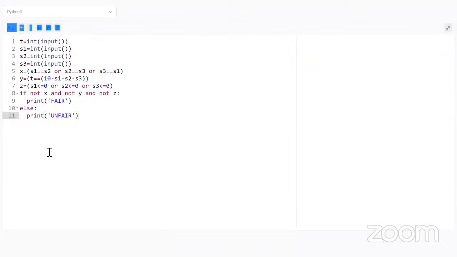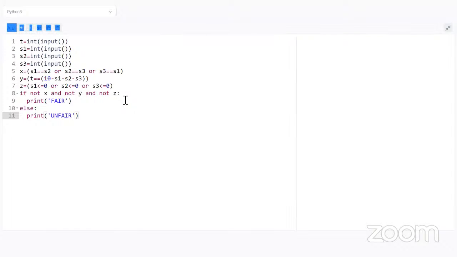Okay. X equals S1 equals S2. Okay. Y equals T equals 10 minus S1 minus S2 minus S3. Okay, that is also okay. S1 is less than or equal to 0, S2 is less than or equal to 0, or S3 is less than or equal to 0, not X. Actually, Divya, until line number 7 it's perfect already. You did it in a different way and it's totally fine.